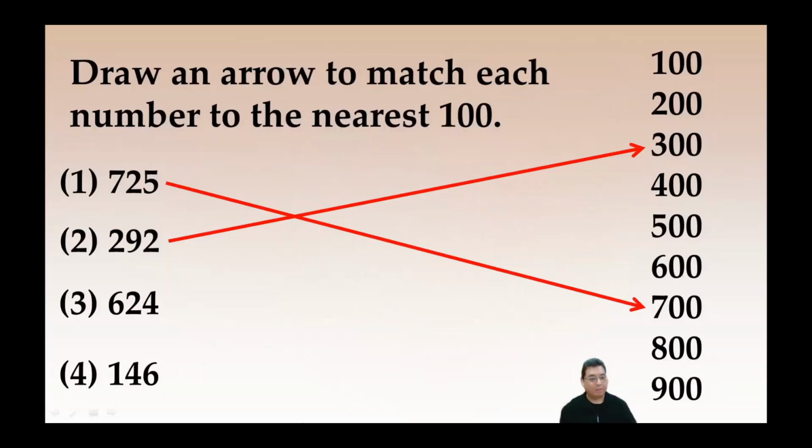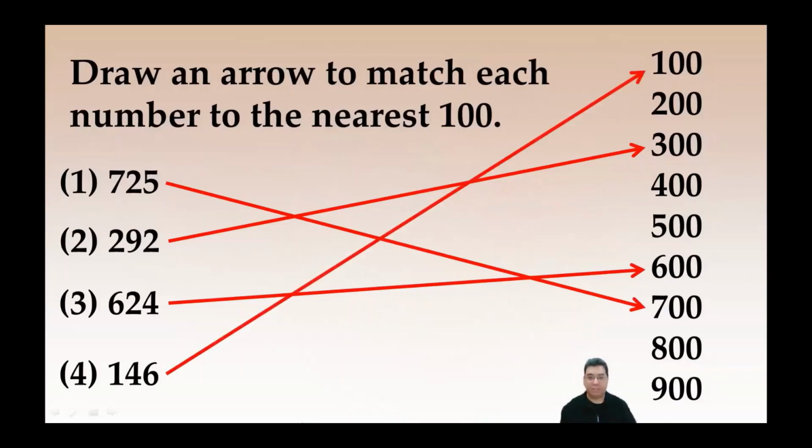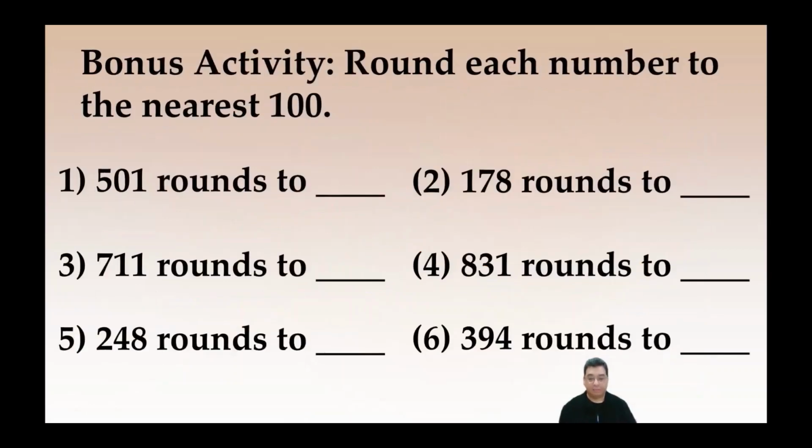What about number 3? What does that round to? That's right, 624 rounds to 600. And for number 4, what does 146 round to? It rounds to 100. So for the bonus activity, I just want you to round each number to the nearest 100 here. Okay, so I got 6 more examples, and just do the same thing. Just round each number here to the nearest 100.